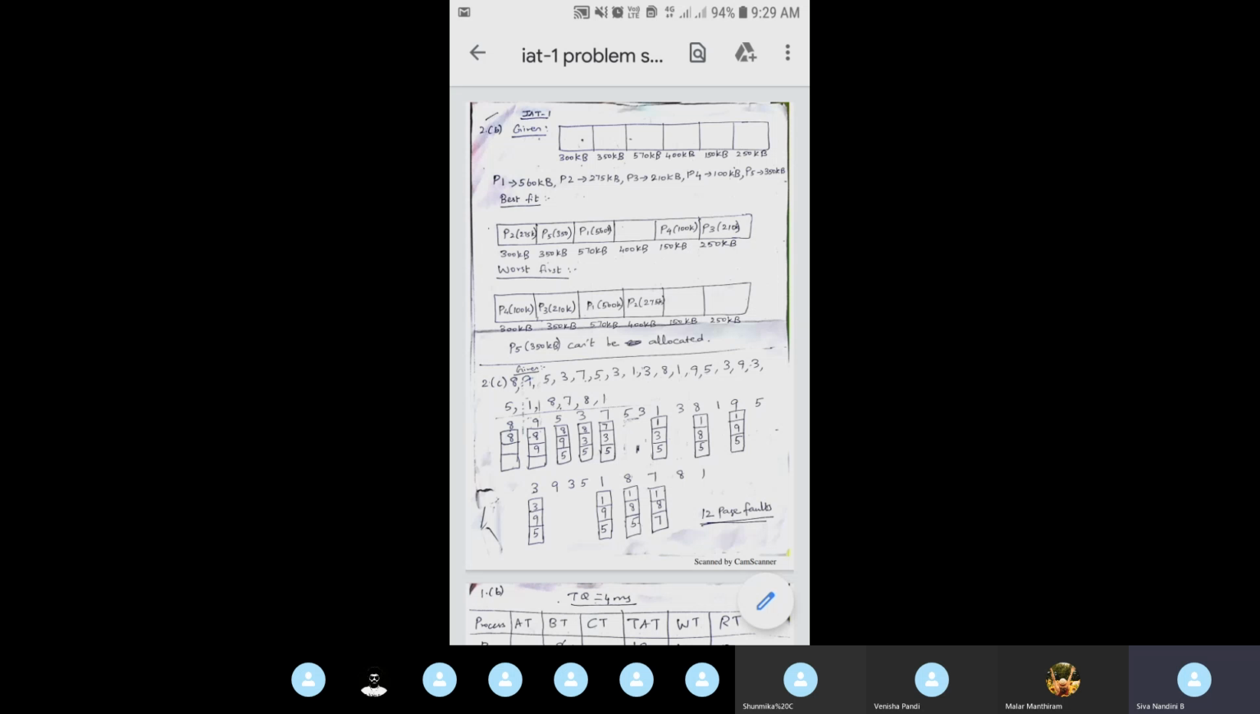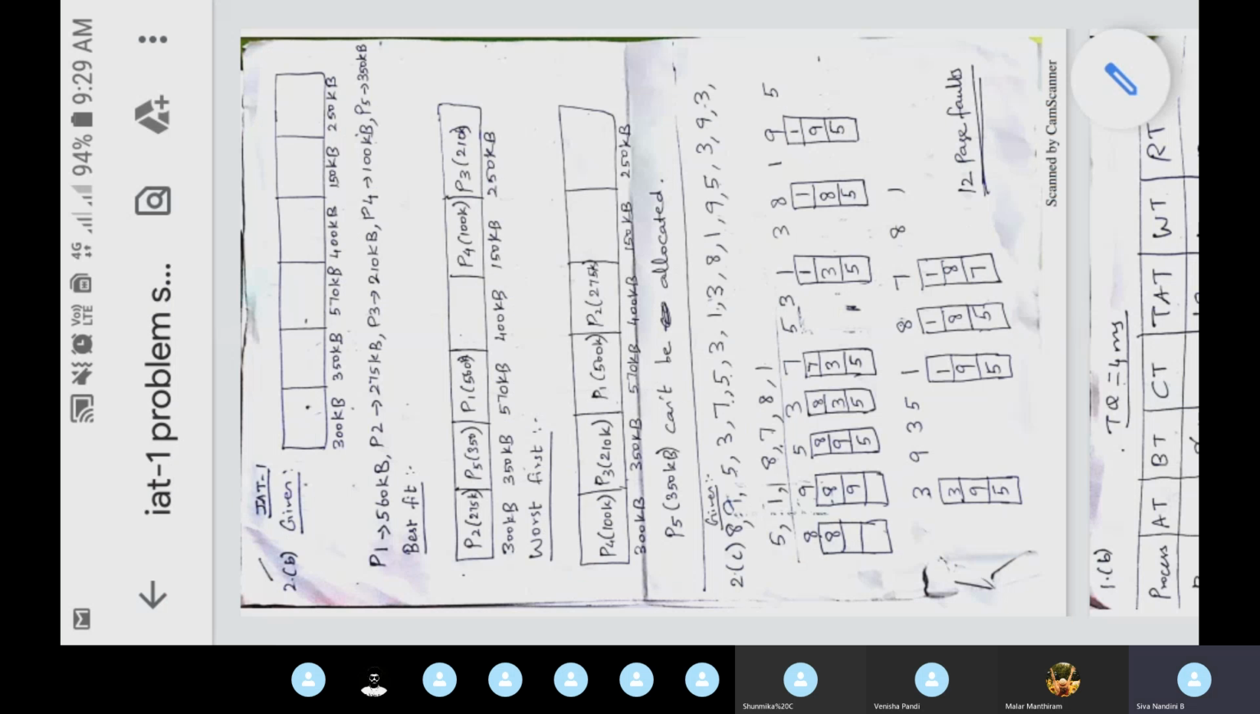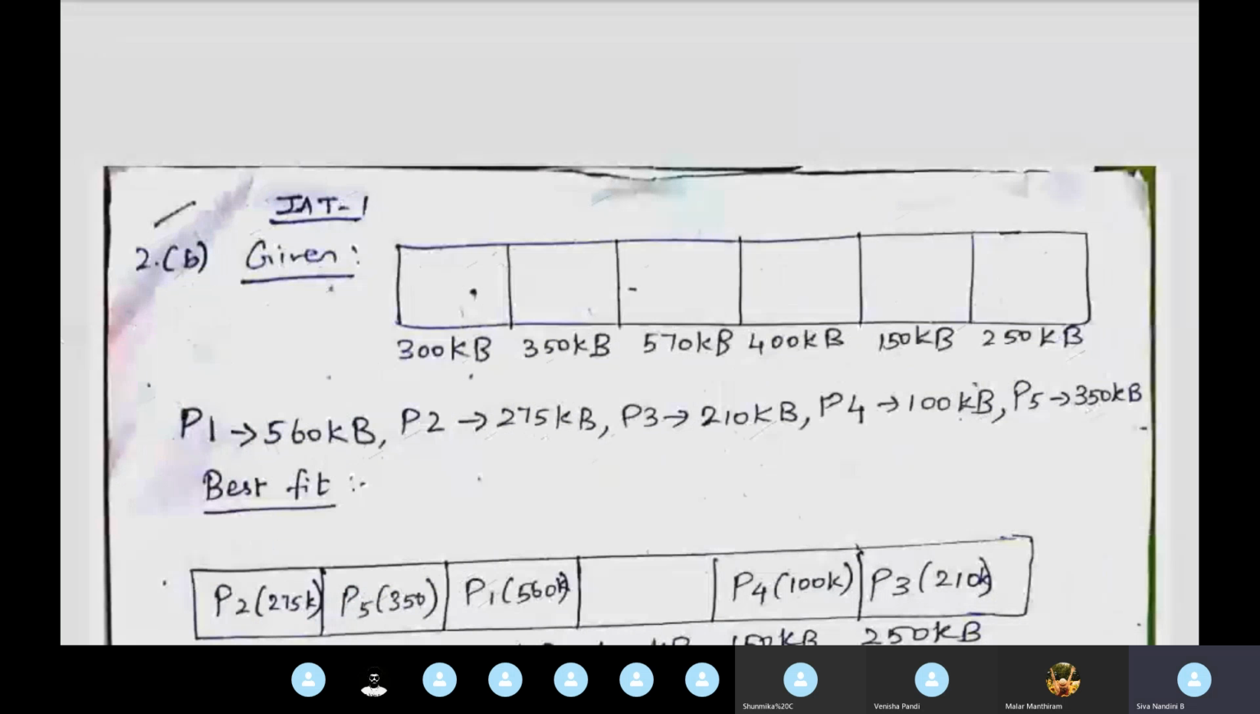Today we shall discuss the problems. First we shall discuss the IIT 1 problems, because in IIT 1 I saw many have written some problems wrongly. So we can discuss these problems so that you might know how to do this problem in the semester exam and all.